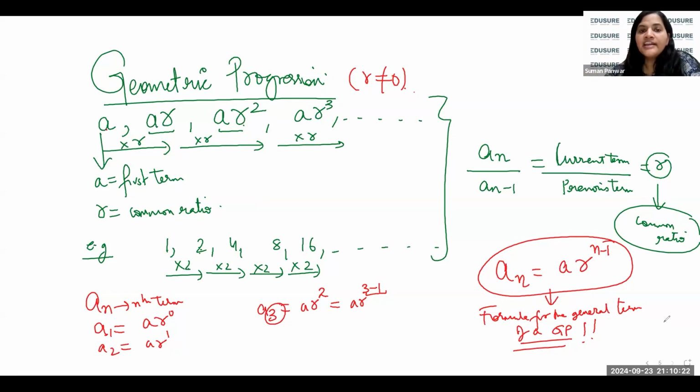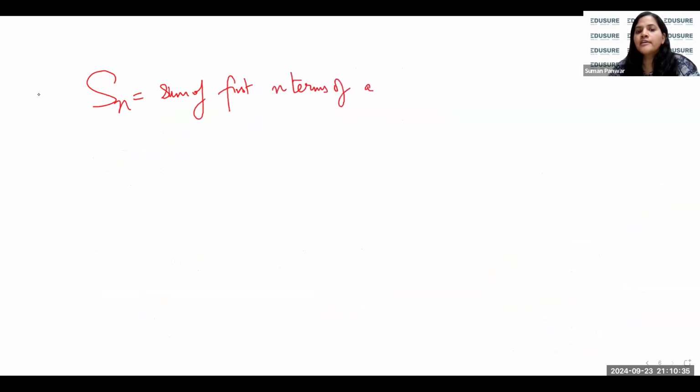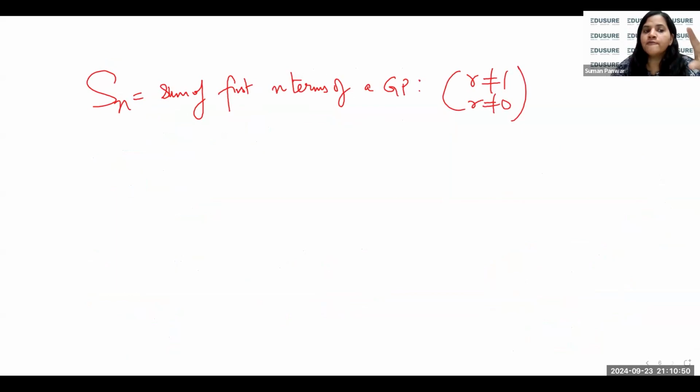So likewise, we have the sum of first n terms of a GP where r is not equals to 1 and r is not equals to 0, because these are redundant cases. So we are not discussing these two numbers. It makes no sense. So what does it mean? Sn equals to a1 plus a2 plus a3 till an.